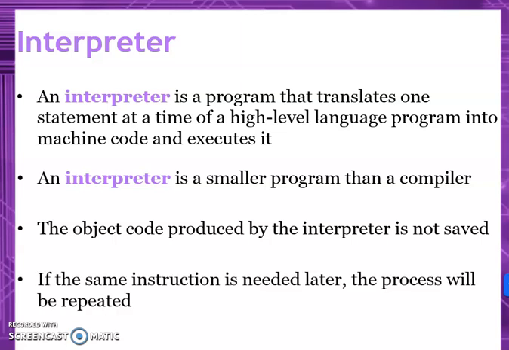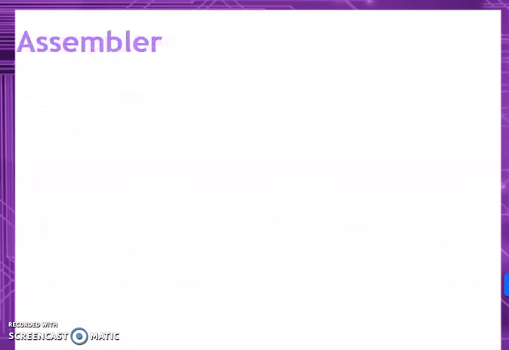The object code produced by the interpreter is not saved. In the compiler, the machine code is saved, but in the interpreter, that object code is not saved. It cannot use that information later.